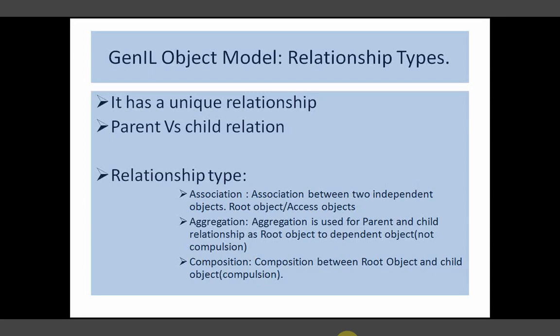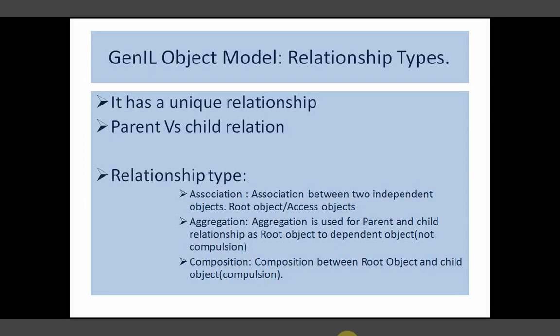Another real-time example: a mobile, if it has to run, should have a battery. Battery is a different object, and mobile, let us take the other accessories as different objects. So to run a mobile, the battery has to be charged, otherwise no. That type of relation will become a composition. So if the child doesn't exist, the parent should not exist. That type of relation is composition.